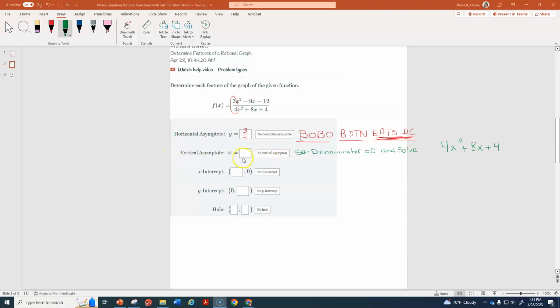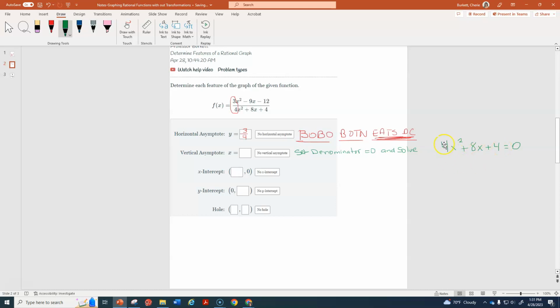For vertical asymptotes, every time, take the denominator, set it equal to 0, and solve. That's almost always going to require you to factor. The only reason why you wouldn't factor is because it's already factored out. But for this particular problem, we do have to factor.